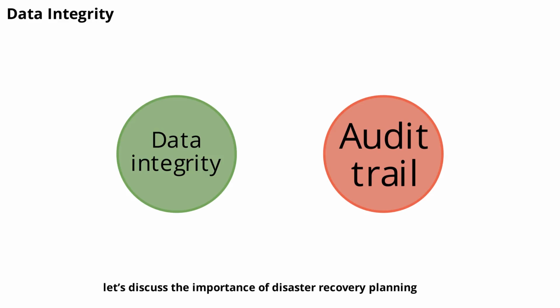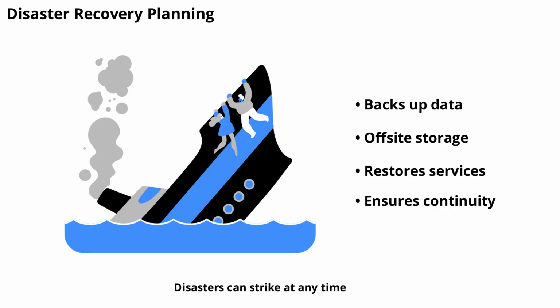Now, let's discuss the importance of disaster recovery planning. Disasters can strike at any time, threatening the integrity and availability of government records. That's why offices have disaster recovery plans in place. These plans include regular data backups, off-site storage, and protocols for restoring services quickly after an incident. Effective disaster recovery ensures that verification processes can continue even in challenging circumstances.